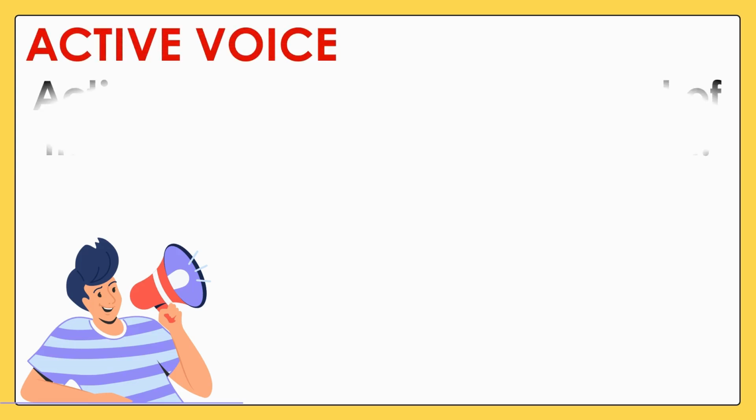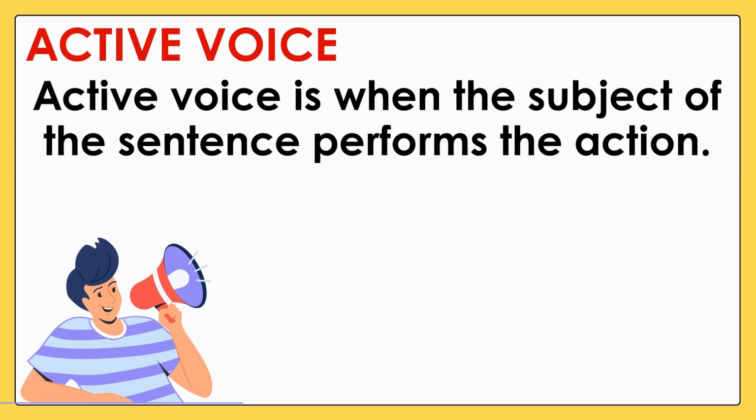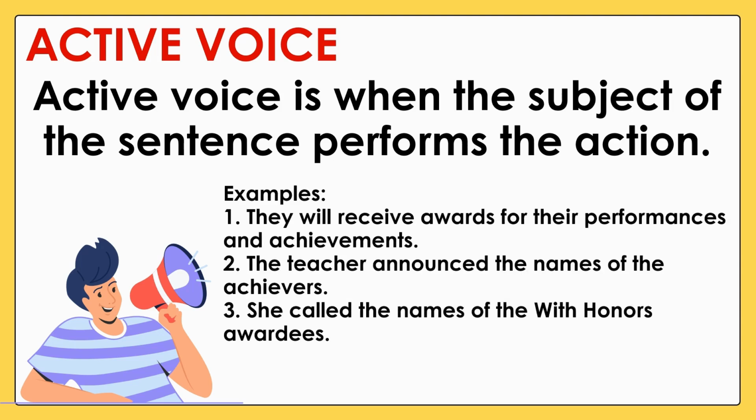Active voice. Active voice is when the subject of the sentence performs the action. Here are the examples. Number 1, they will receive awards for their performances and achievements. Number 2, the teacher announced the names of the achievers. Number 3, she called the names of the with honors awardees.